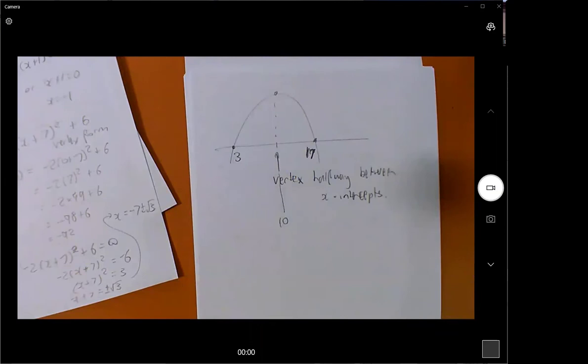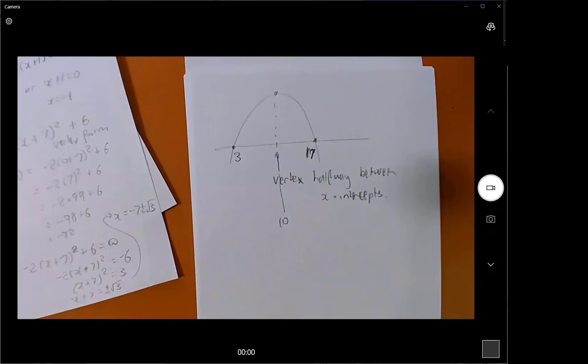It's the average. And that's really useful information if you've got something that is quadratic and you know where it crosses the x-axis, then you know the maximum is guaranteed to be halfway between them and you don't have to do any other work. You can just say that's where it is. And it's useful information.